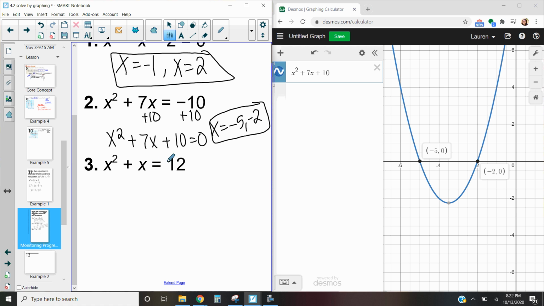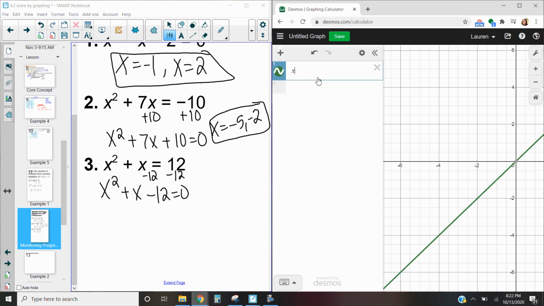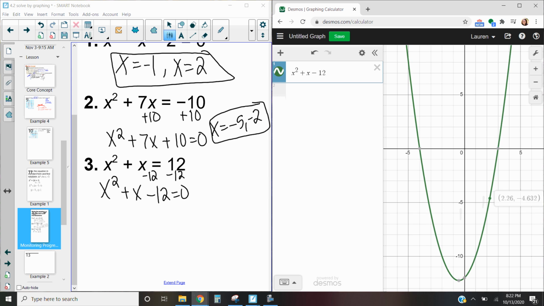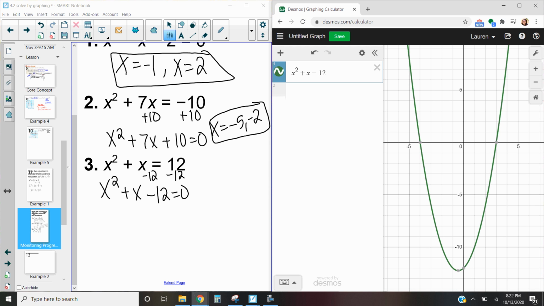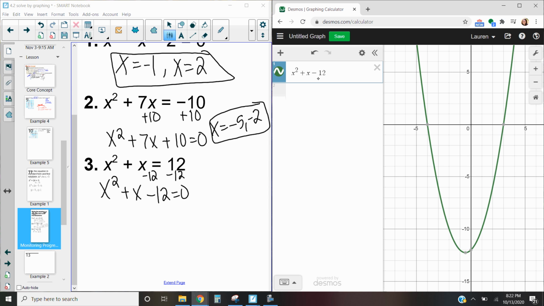Okay, now this next one here. X squared plus x equals 12. I need to move my 12 to the other side. Minus 12 equals 0. So let's take a look at this one. We've got x squared plus x minus 12. Whoa, this one's a little bit bigger than our other ones here. It's still going to give us that same thing. So right here, as I click on my function, it'll highlight those points. One of them is at x equals 3. And the other one is at x equals negative 4. So those are our two solutions there.